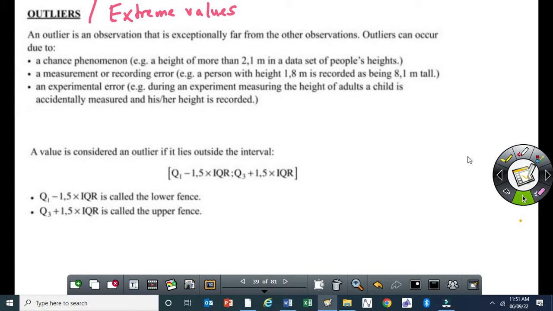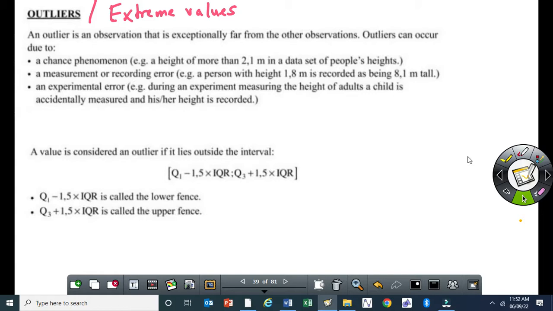Okay, sometimes in statistics you can encounter some extreme values in a data set. Those extreme values can be too small or too large as compared to most of the data set. Now in statistics, such kind of values, we call them outliers.